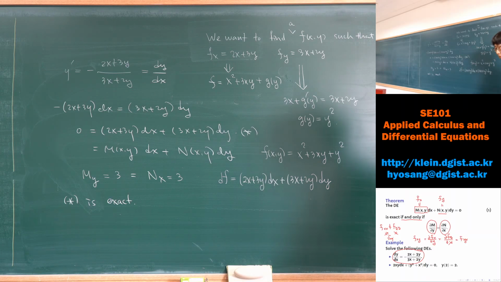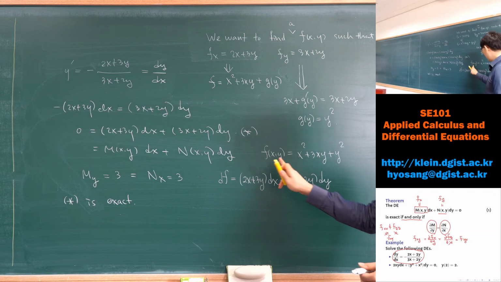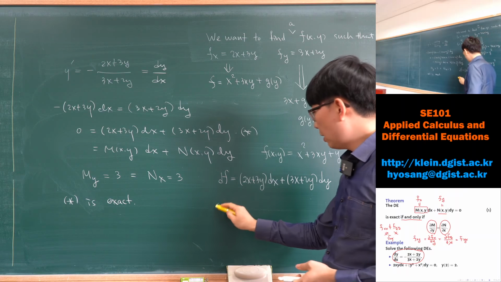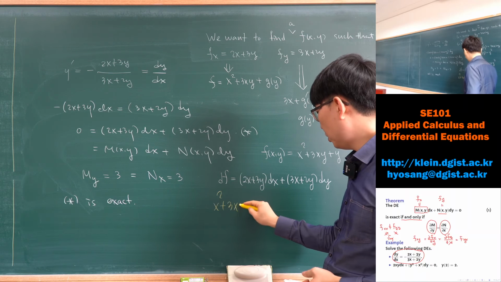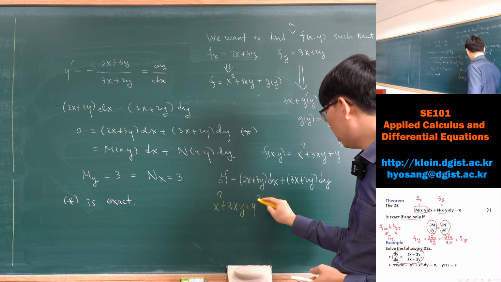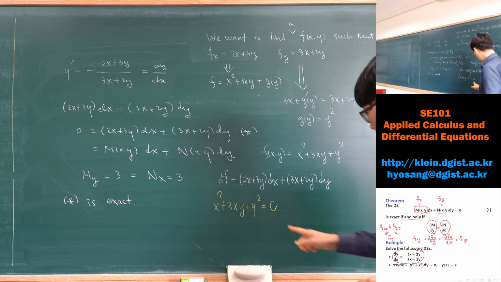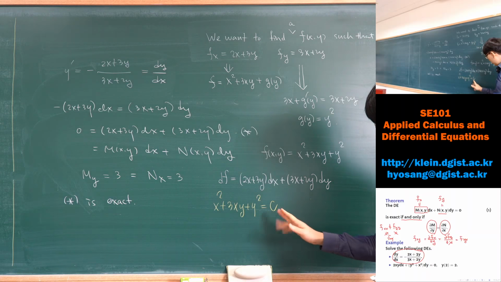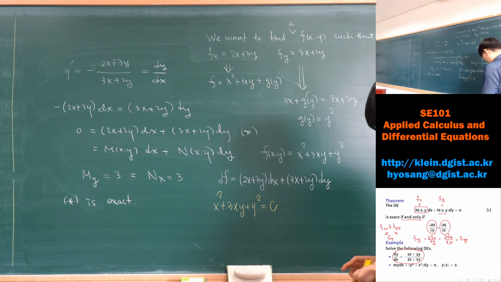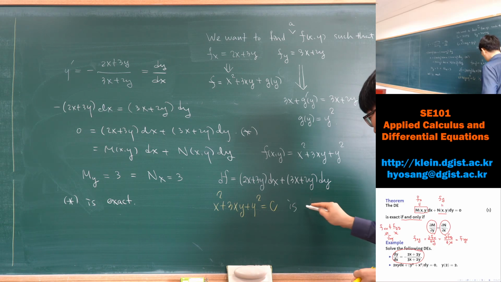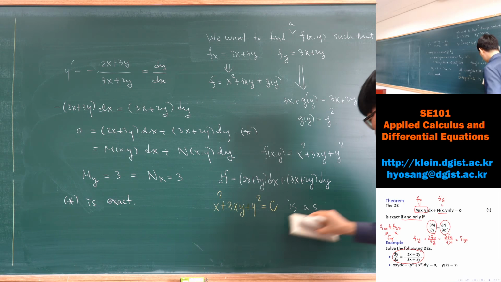Okay. Now, what is the solution? The solution is not this function. The solution is an equation given by f equals some constant: x squared plus 3xy plus y squared equals c. So c can be any constant. So this is a general solution of the given differential equation.